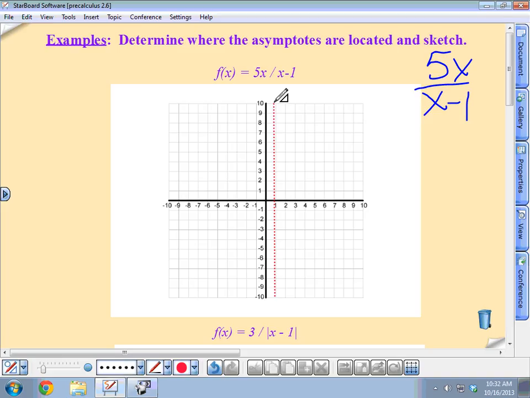And where am I going to have it? It's at the ratio of the leading coefficients. So what's the leading coefficient up here? 5. What's the leading coefficient down there? 1.